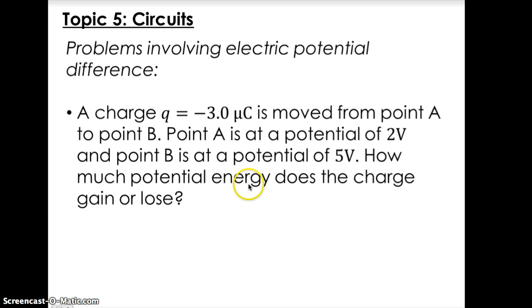Go ahead and solve this problem. You can read it. One thing to note, these values, 2 volts and 5 volts, neither of them is the potential difference, V. Each of them individually is simply the potential. And to get the potential difference, you have to subtract one from the other. So do this problem as well.